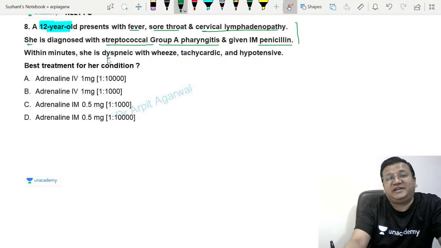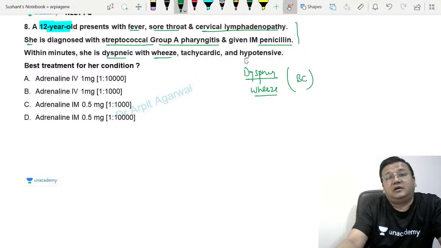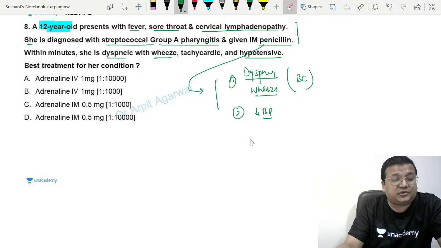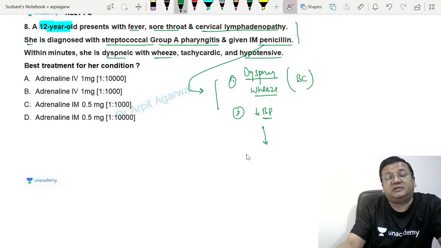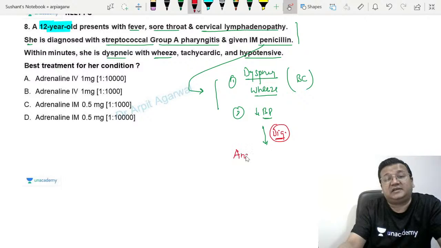Within minutes she has dyspnea, wheeze. So the patient is having dyspnea, wheeze. What might it indicate? Bronchoconstriction. The second thing the patient has developed is a fall in BP immediately after giving penicillin. Everybody should be aware, this is nothing but, what is our diagnosis? As I have been telling, focus on diagnosis first. Write the diagnosis.